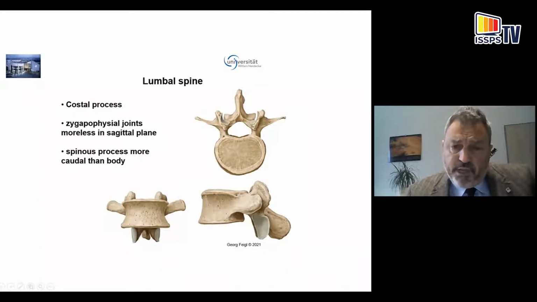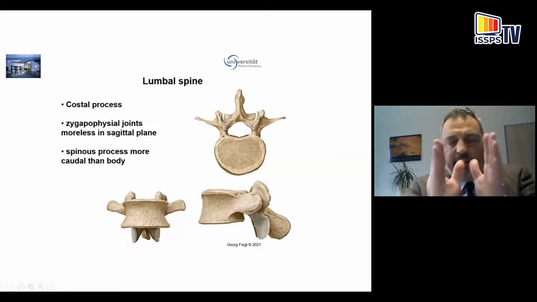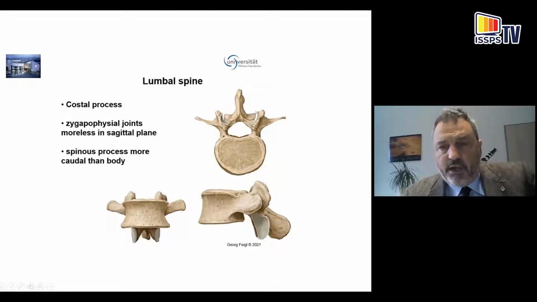First, you get over here the vertebral body of the lumbar vertebra. Then you have this costal process, which is again a remnant of a rib. Then you get the spinous process, which is a little bit more caudal than the body of the same vertebra. And you get the articular processes, which are now more or less in the sagittal plane. So this is changing quite impressively.